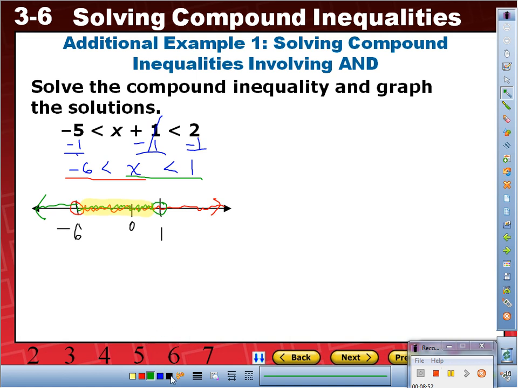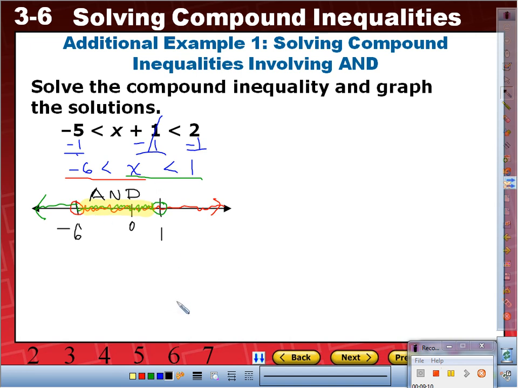Now, check this out. When we have two regions that intersect with a compound inequality, this is what we call an "and" compound inequality. Right, this word right above that, where the regions intersect, I want you to write the word "and" and I'll explain why.